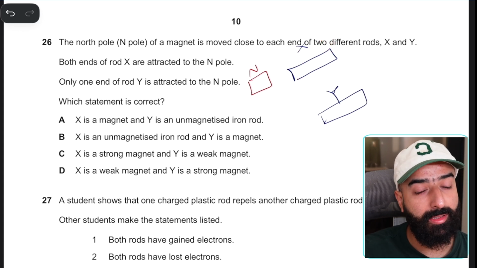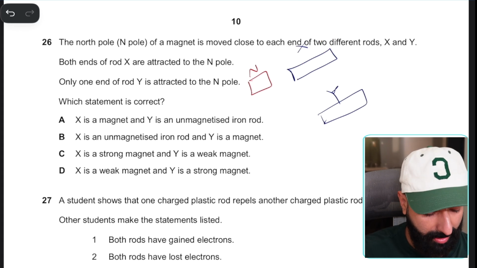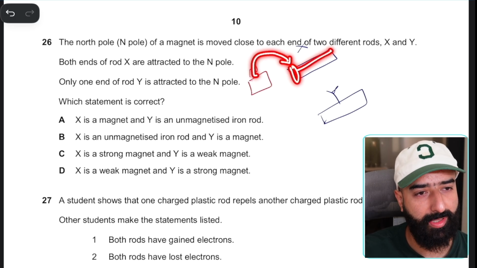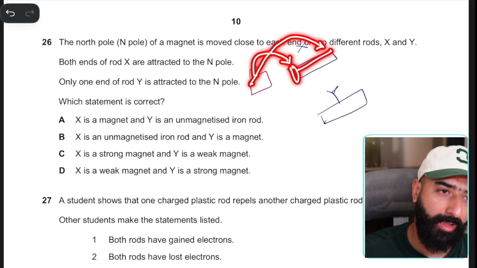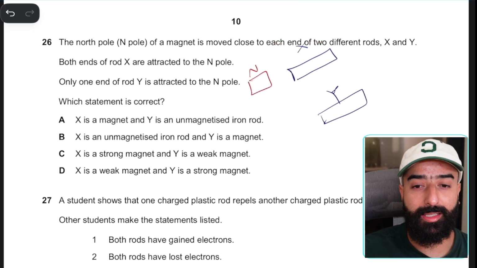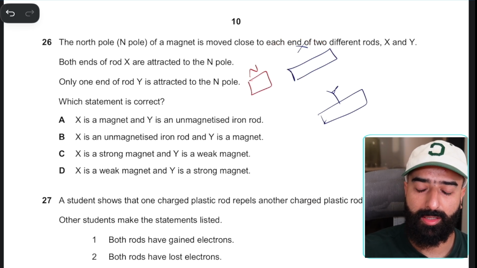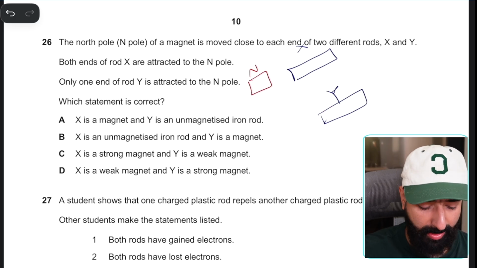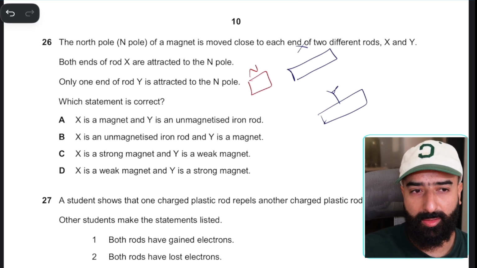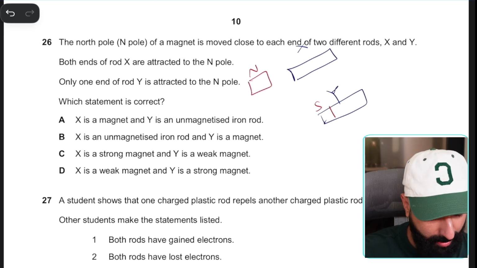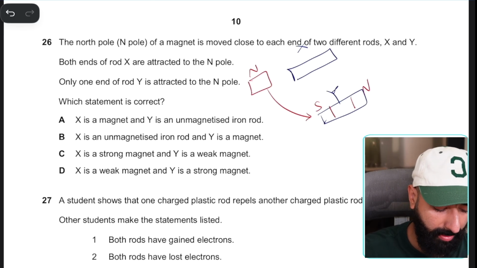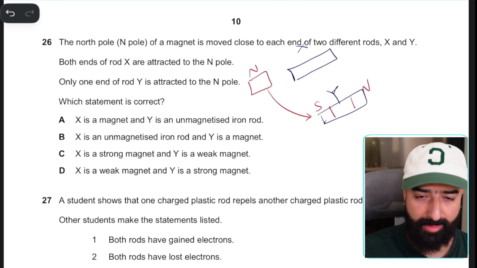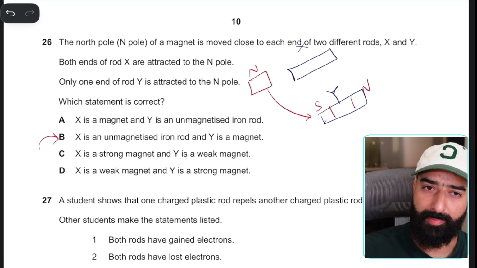Now imagine this was a nail. Wouldn't that happen? This magnet would attract this end. It would also attract the other end. So X is what? X is an unmagnetized iron rod. Y has to be a magnet, because only one end, if this is south, it will be attracted to south. But if this is north, it's not going to be attracted to the north. So Y is magnetized. So the correct answer is, makes sense?